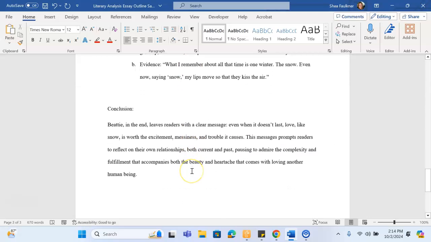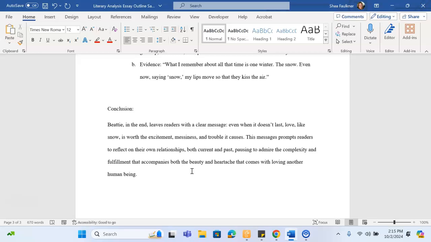Then I provide my conclusion. Beatty, in the end, leaves readers with a clear message. Even when it doesn't last, love, like snow, is worth the excitement, messiness, and trouble it causes. This message prompts readers to reflect on their own relationships, both current and past, pausing to admire the complexity and fulfillment that accompanies both the beauty and heartache that comes with loving another human being.